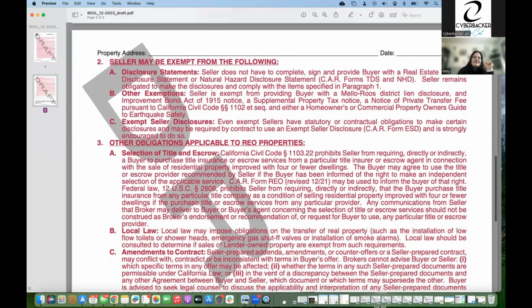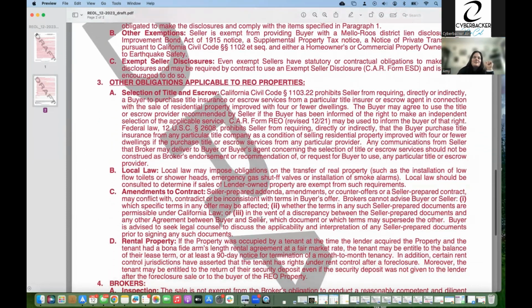Other obligations applicable to REO properties or bank-owned properties, that'd be real estate-owned properties. That's what REO stands for. Selection of title and escrow. California Civil Code prohibits seller from requiring directly or indirectly a buyer to purchase title insurance or escrow services from a particular title insurer or escrow agent in connection with the sale of residential property improved with 4 or fewer dwellings. Buyer may agree to use the title or escrow provider recommended, right?